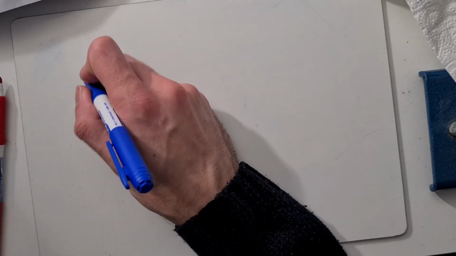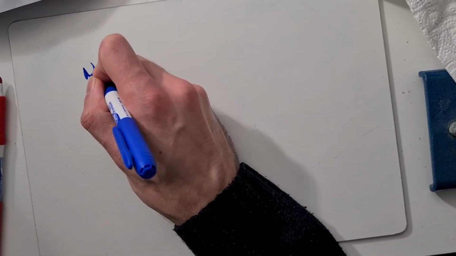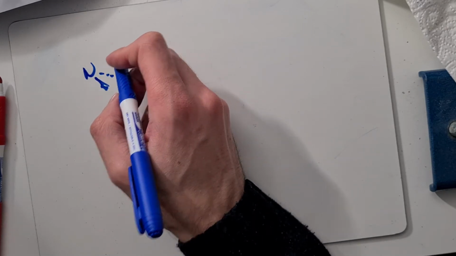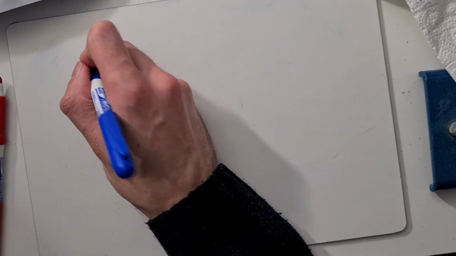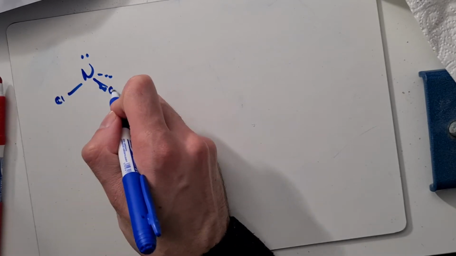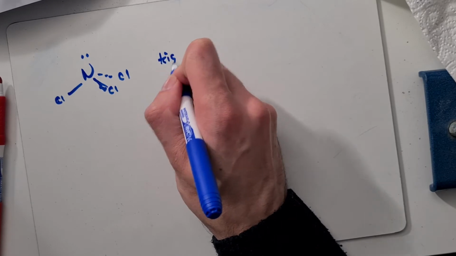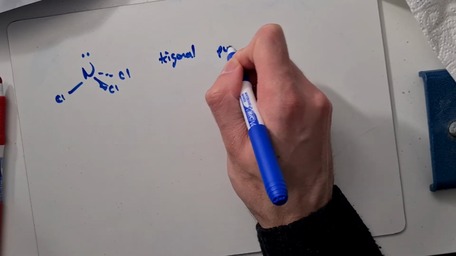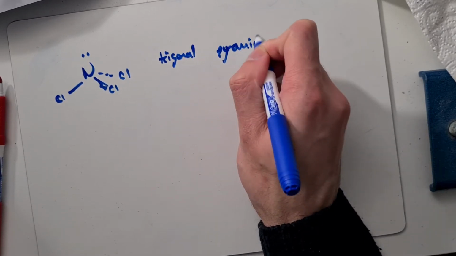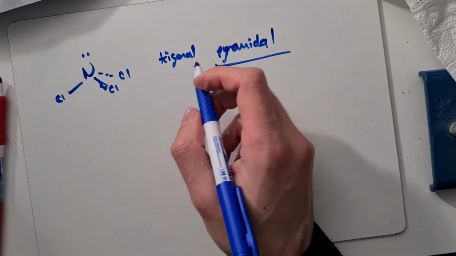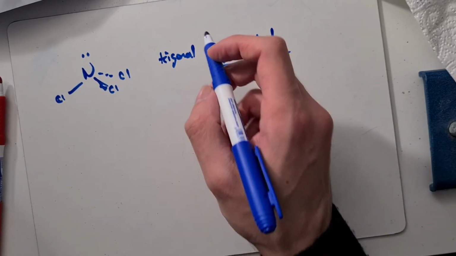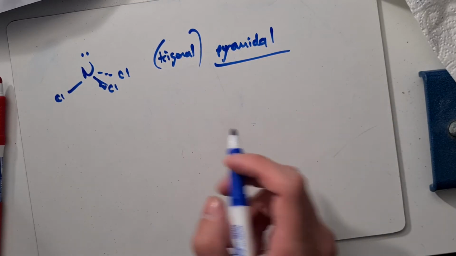I should have done the shapes at the same time. So NCl3 is going to be, I know this as, if it's got 3 and 1, then it would look like this. And that is, I call this trigonal pyramidal. But all you needed was that pyramidal part of it. So I'll put that in brackets.